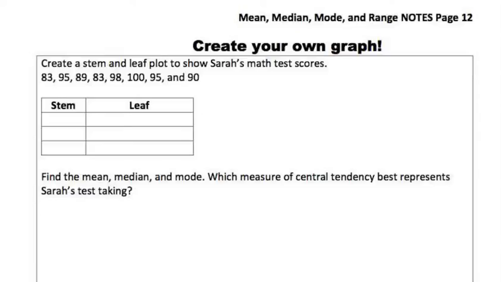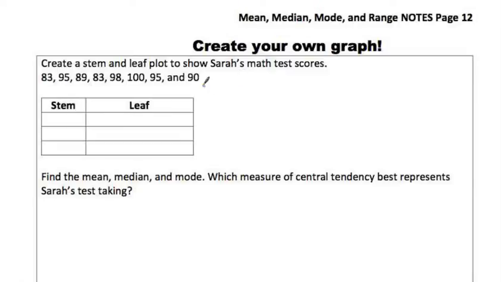In this video, we'll be discussing how to create your own graph and use that to find the mean, the median, the mode, or the range. So the first one says, create a stem and leaf plot to show Sarah's math scores. I personally think it's easier for stem and leaf if you put them in order first.